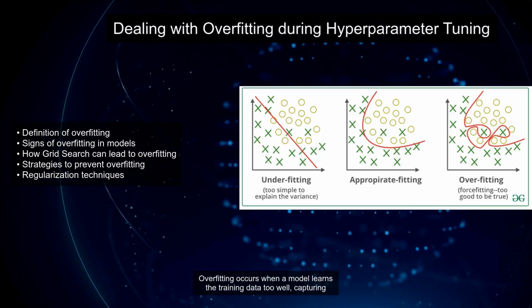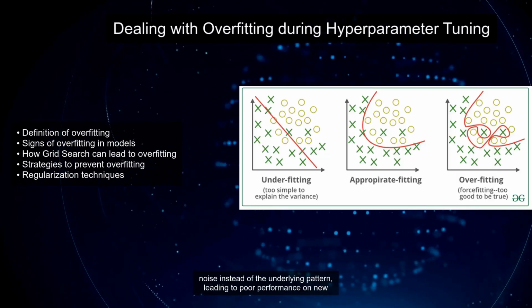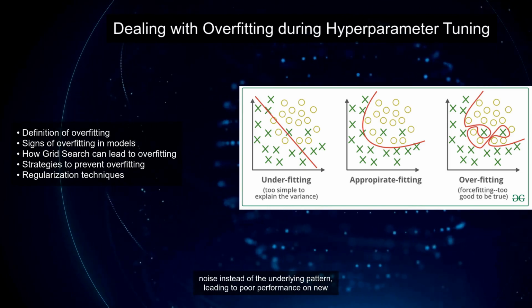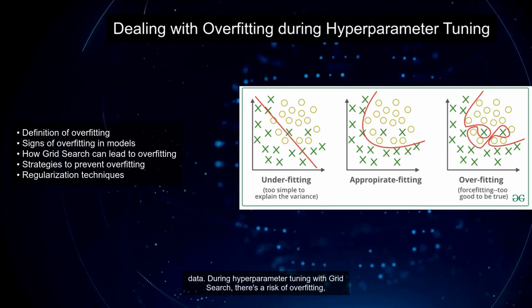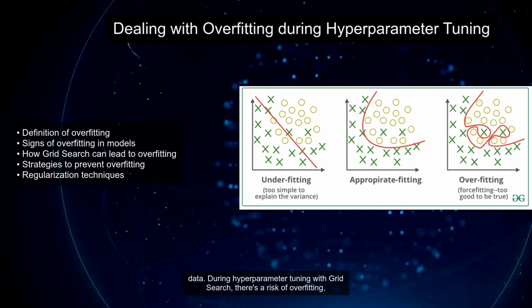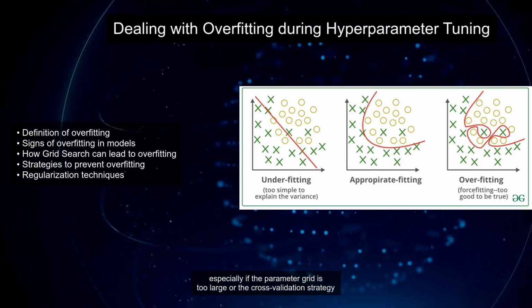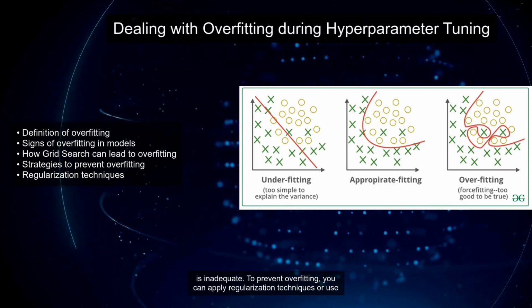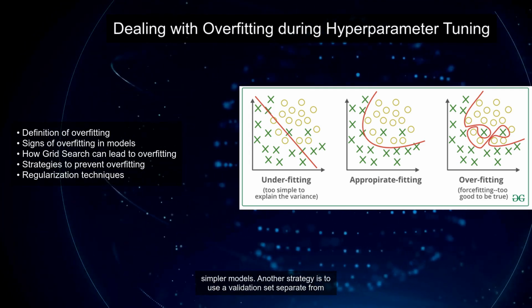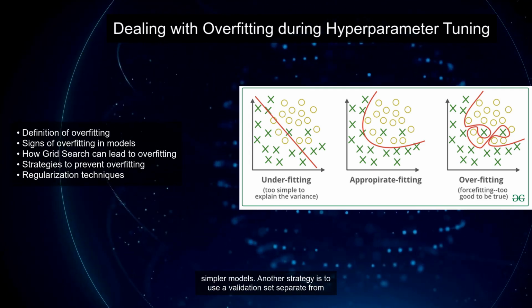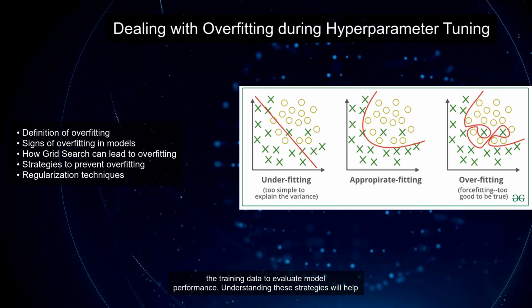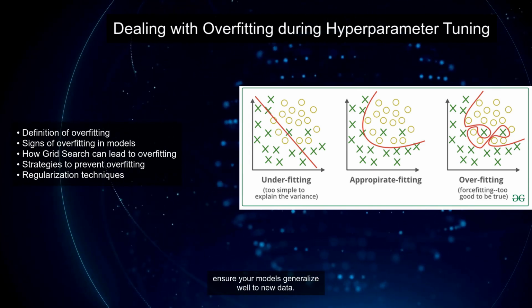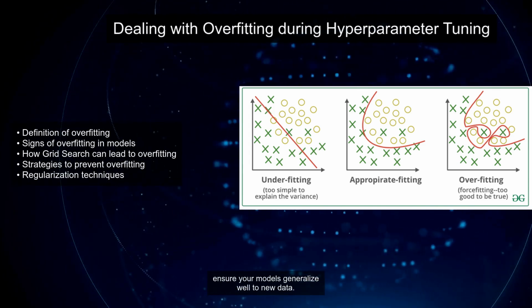Overfitting occurs when a model learns the training data too well, capturing noise instead of the underlying pattern, leading to poor performance on new data. During hyperparameter tuning with grid search, there's a risk of overfitting, especially if the parameter grid is too large or the cross-validation strategy is inadequate. To prevent overfitting, you can apply regularization techniques or use simpler models. Another strategy is to use a validation set separate from the training data to evaluate model performance. Understanding these strategies will help ensure your models generalize well to new data.